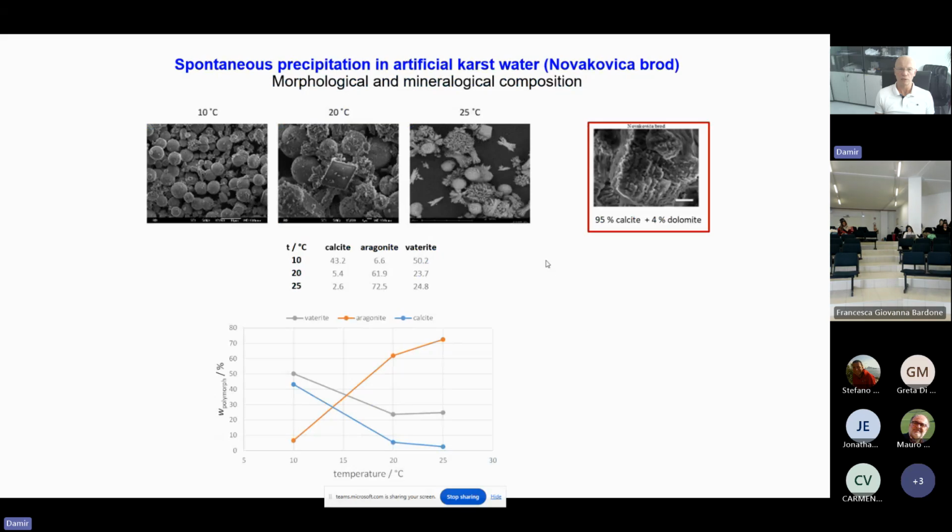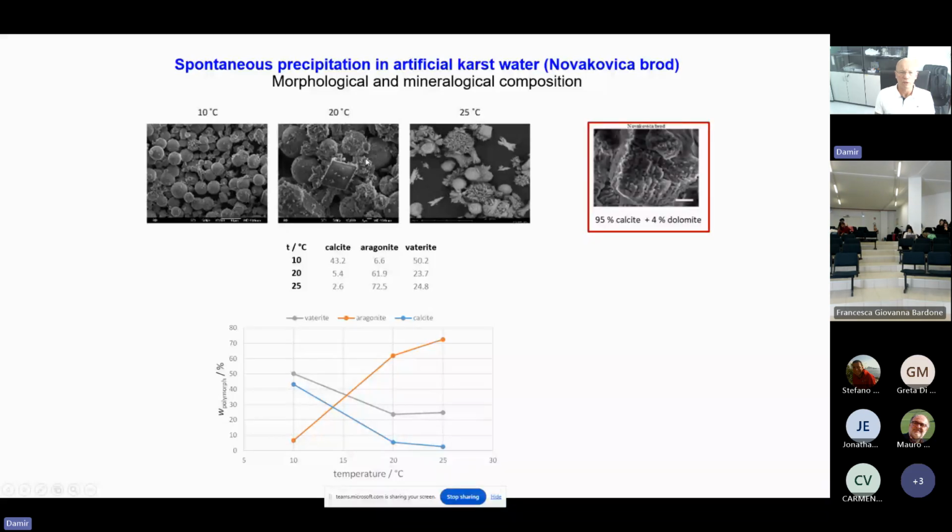The results of our spontaneous precipitation in artificial karst water, which resembles the concentration in Novakovic Brod, are shown here in these SEM pictures. We found that there is a difference at different temperatures. At 10 degrees, we have a mixture of calcite, aragonite, and vaterite. Calcite is a rhombohedral crystal, not really visible here, but the spherical crystals are vaterite.